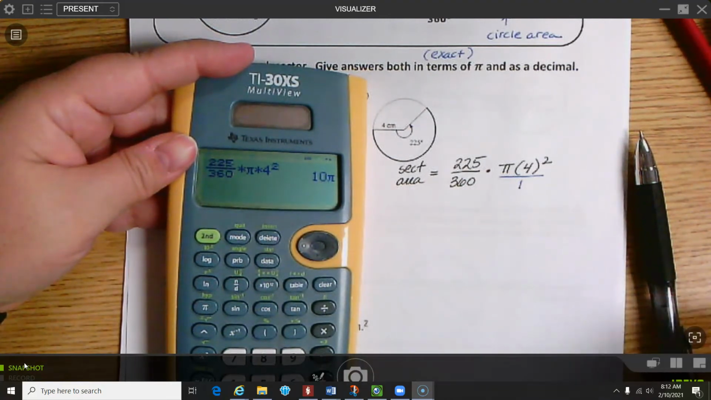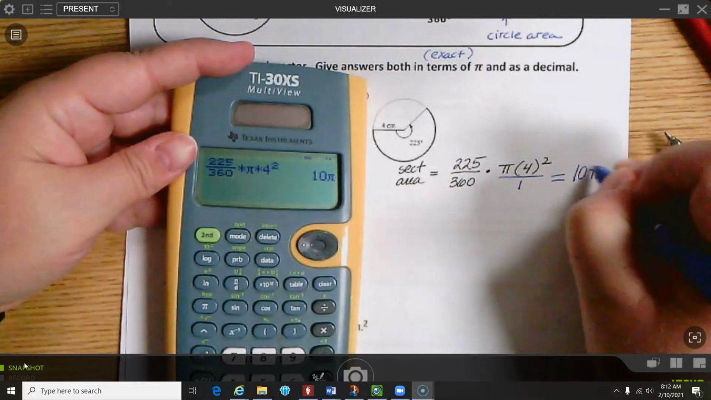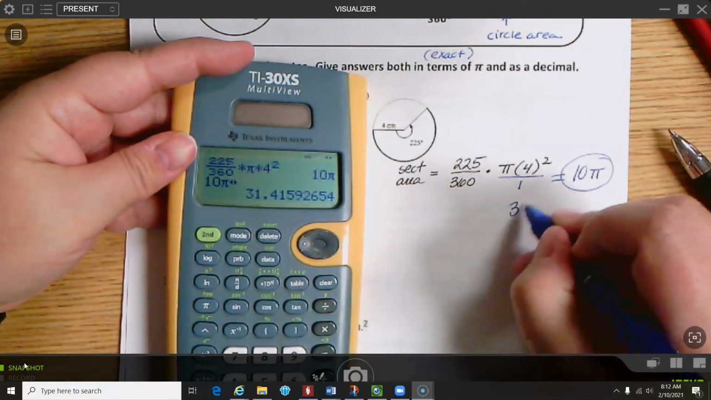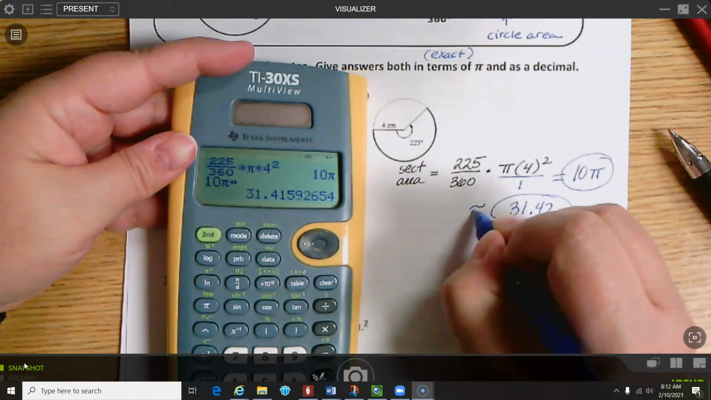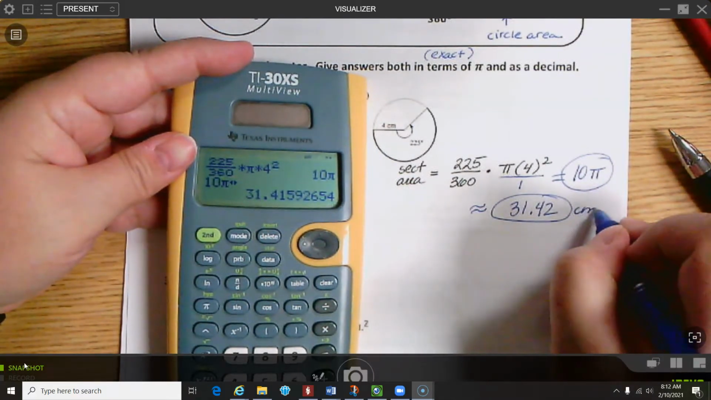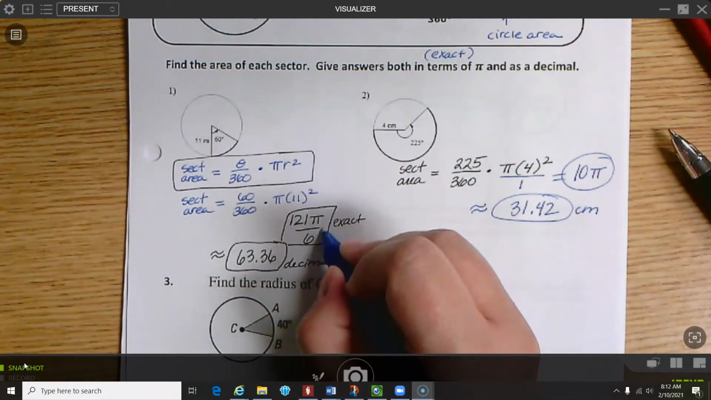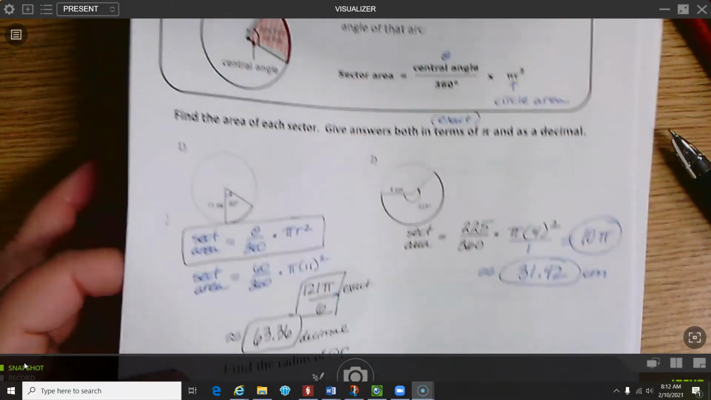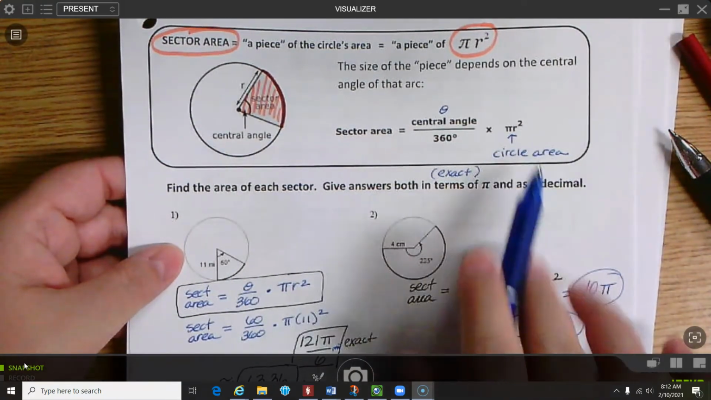So I get 10 pi here. That's my exact form answer. And if I want to change that to a decimal, I get about 31.42. And that's centimeters if we do want to worry about the units. And back here that was miles, I guess it was. Miles.